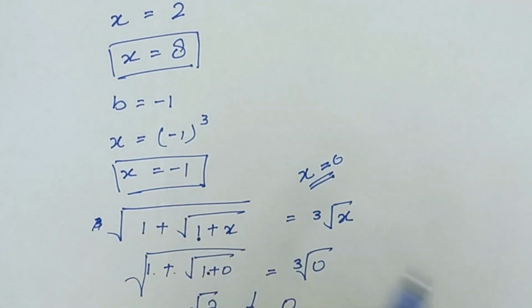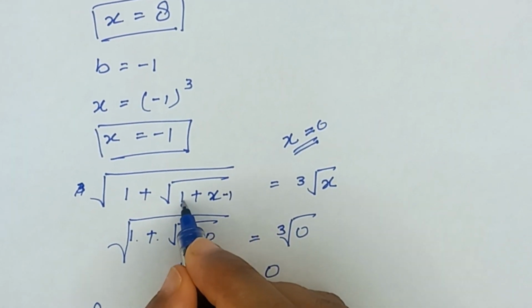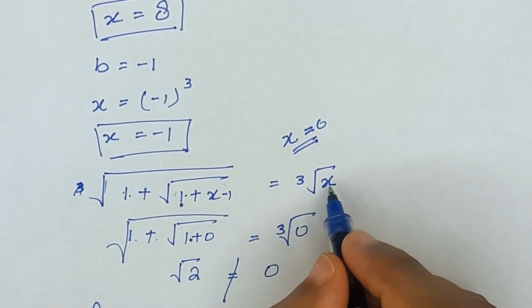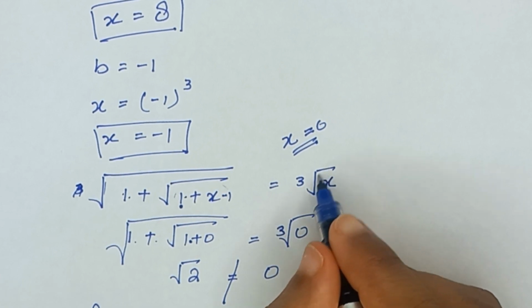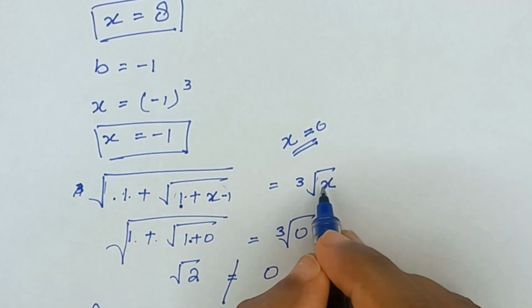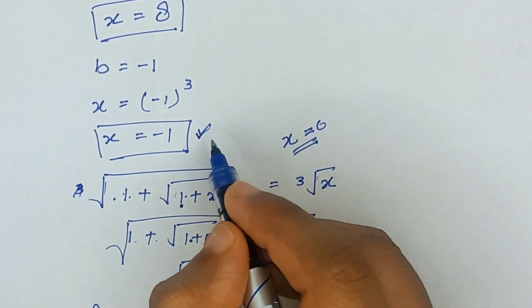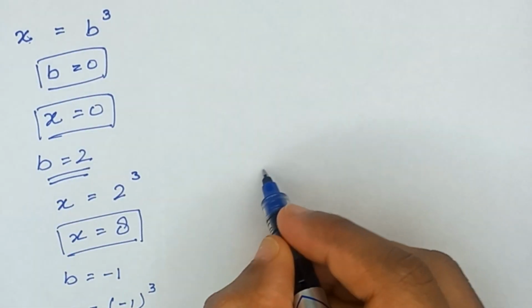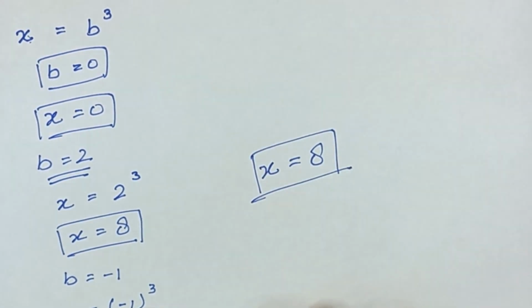Now we will substitute x is equal to minus 1. When I will substitute here minus 1, so it will be 0 and it will be square root of 1. And when I will substitute here minus 1, so it will be equal to minus 1, and 1 cannot be equal to minus 1. That's mean x is equal to minus 1 cannot satisfy our given equation. So the only solution is x is equal to 8, which satisfies our given equation.